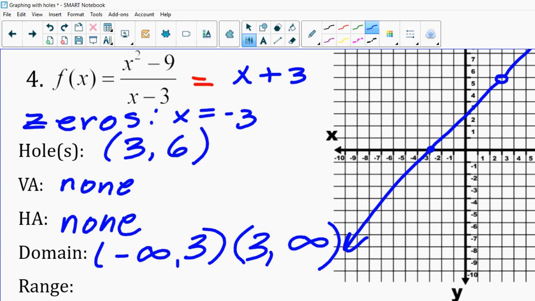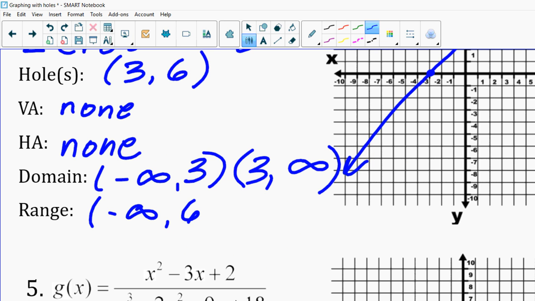Range goes bottom to top because it's y. We're starting at negative infinity. Don't have any problems here. Pow! 6. Jump over it. 6 to infinity. There you go. You're doing good. You're doing really good.